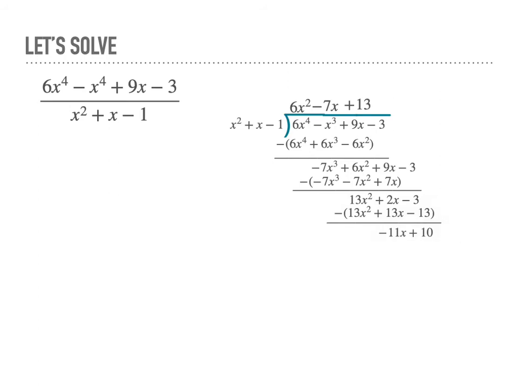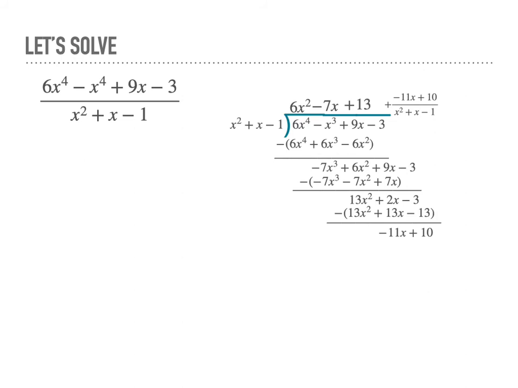Now you may be able to notice that we're unable to divide further. We're unable to continue on with the process. And this is because the degree, which in this case is 1 due to 11x, is less than the degree of the divisor, which is 2. And now this means that this is actually considered a remainder. Negative 11x plus 10 is considered a remainder. And so that means that it will be written at the top as plus negative 11x plus 10 over our divisor, which is x squared plus x minus 1.